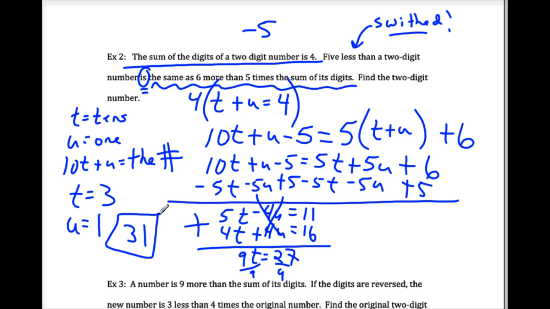31 checks out. Let's check it. What is the sum of the digits? 4. Check. 5 less than the 2-digit number: what's 5 less than 31? 26. Is that the same as 6 more than 5 times the sum of the digits? What's the sum of the digits? 4. Times 5 is 20, and 6 more than that is 26. Checks. 26 equals 26.